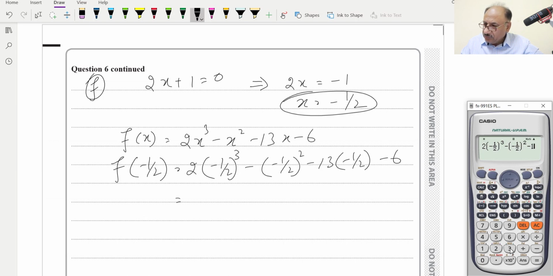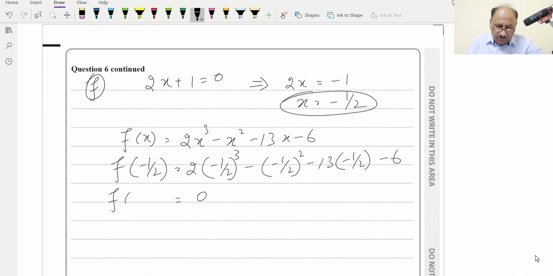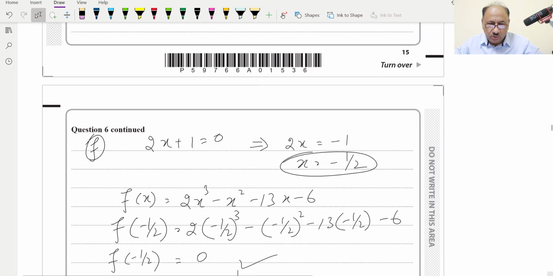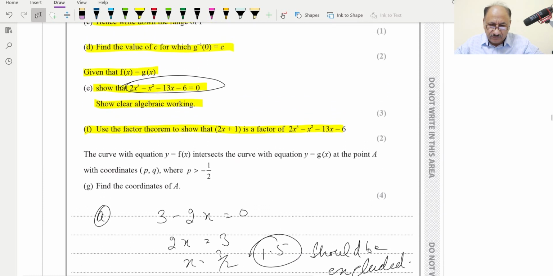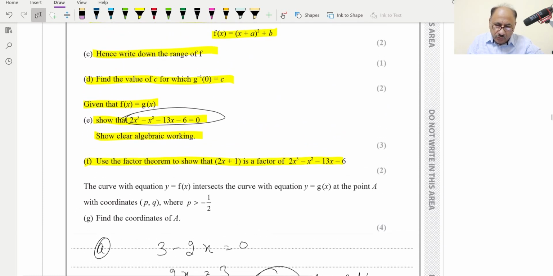and minus 13 into bracket minus 1 over 2, bracket closed, and last will be minus 6, and this will result in 0. So f of minus 1 by 2 is equal to 0. This shows that this is a factor of this. So we have used the factor theorem and we have shown this one is a factor of this.